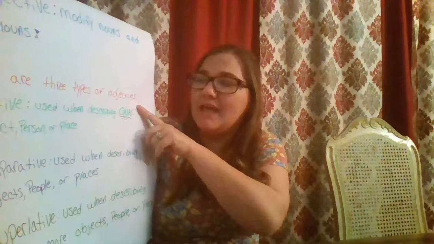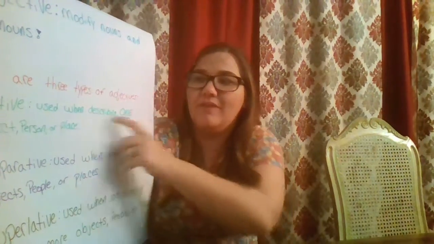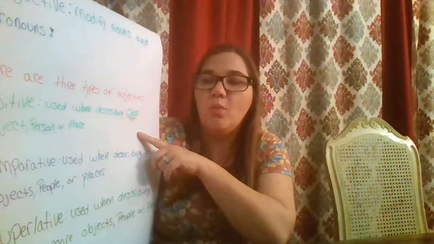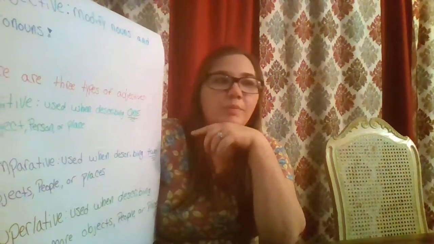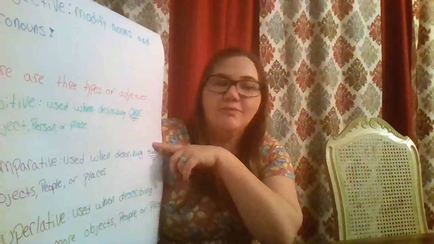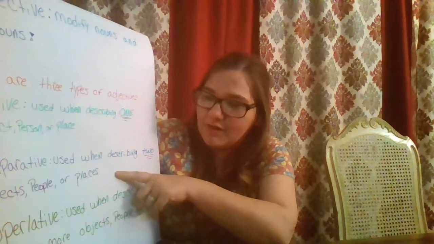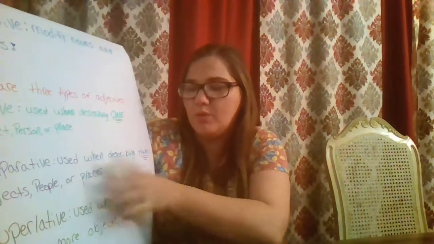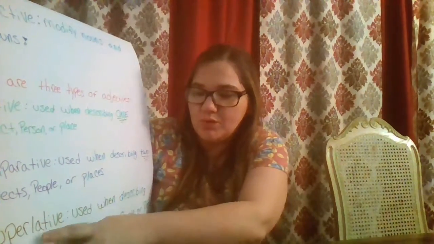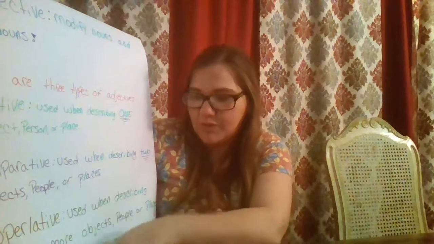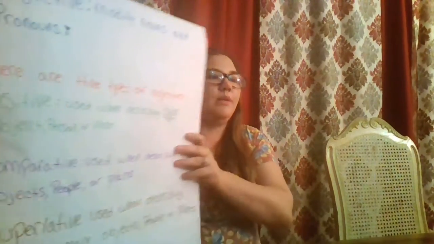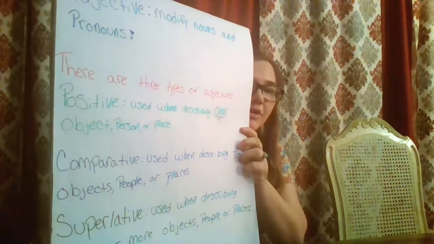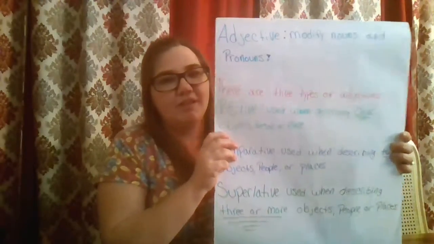And there are 3 types of adjectives. Okay, we have the positive degree, which is used when describing one object, person, or place. And then we also have the comparative degree, which is used when describing 2 objects, people, or places. And then the superlative, used when describing 3 or more objects, people, or places. So those are the 3 different degrees of adjectives.